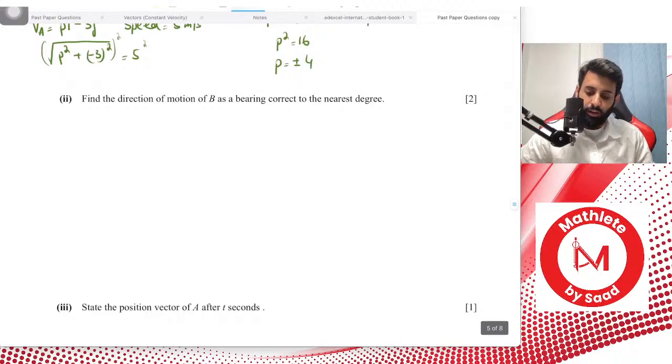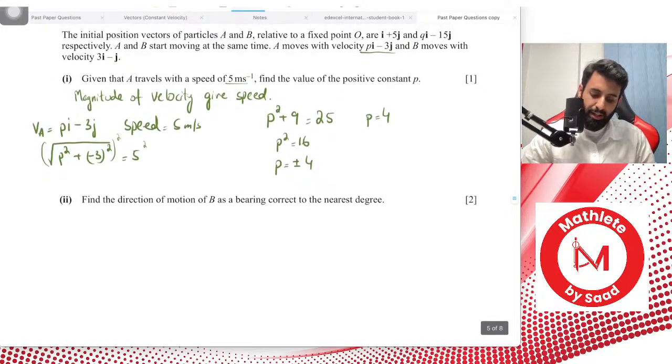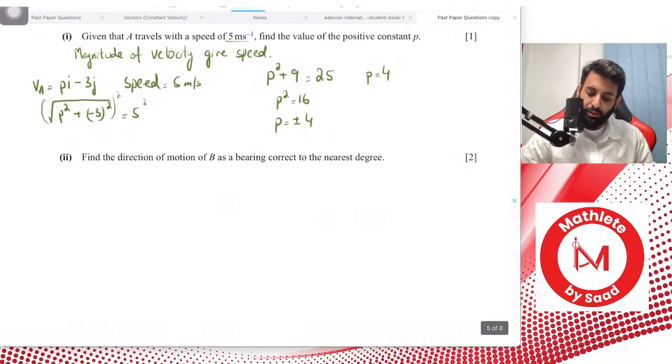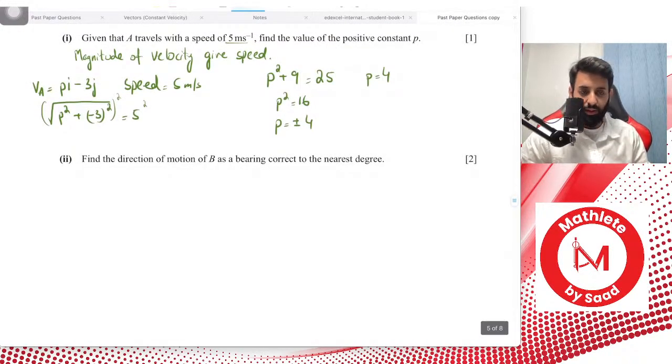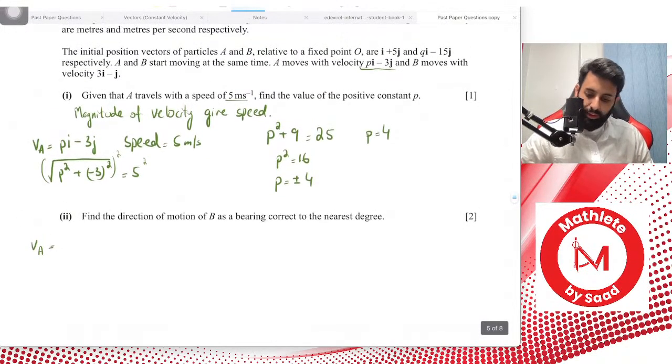All right. Part 2 says, find the direction of motion of B as a bearing correct to the nearest degree. Direction of motion of B as a bearing correct to the nearest degree. So let's talk about the velocity of B. That's going to give us an idea. If you look at the velocity of B, it's equal to 3i minus j.